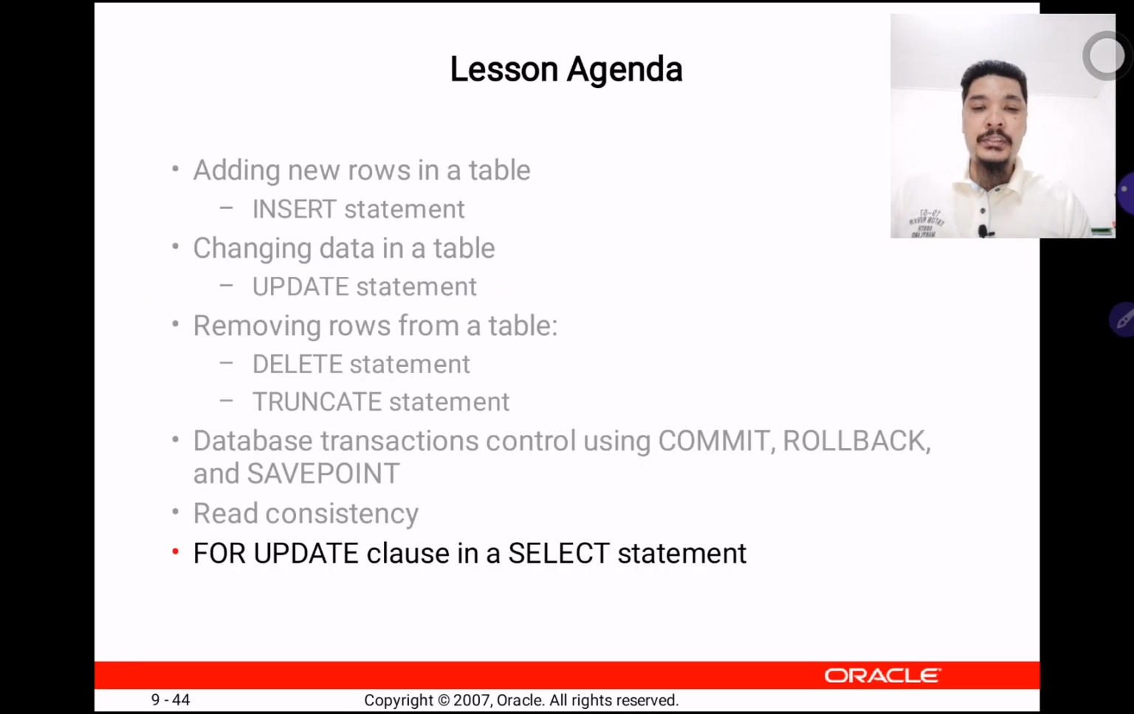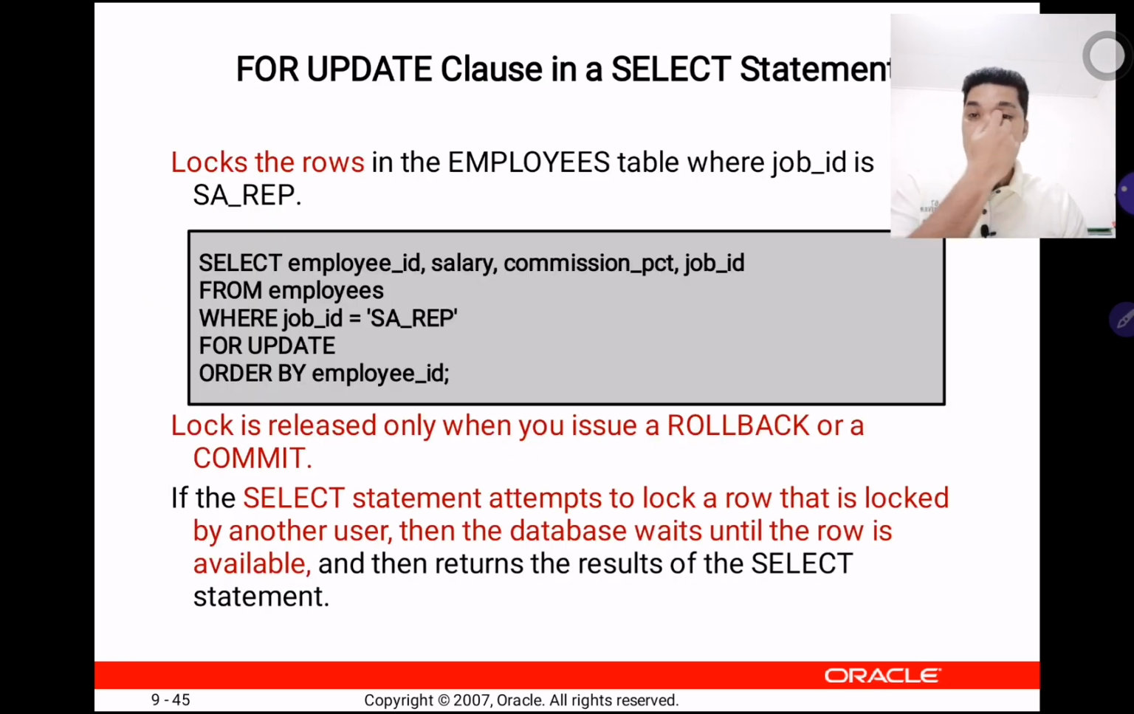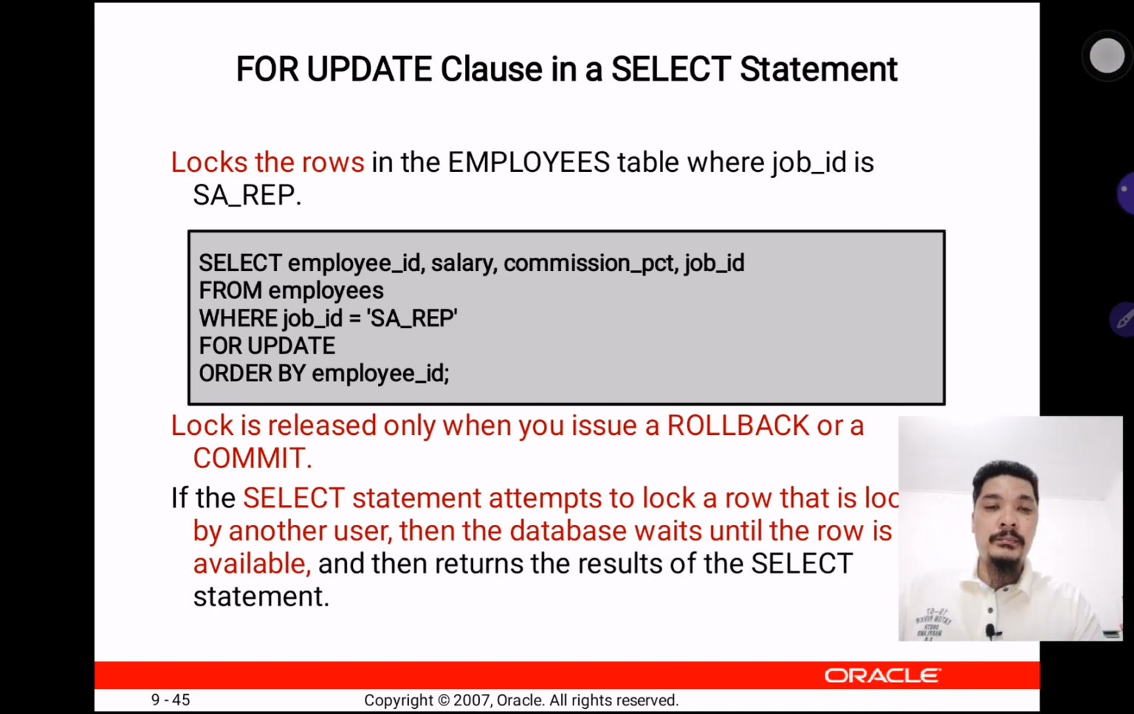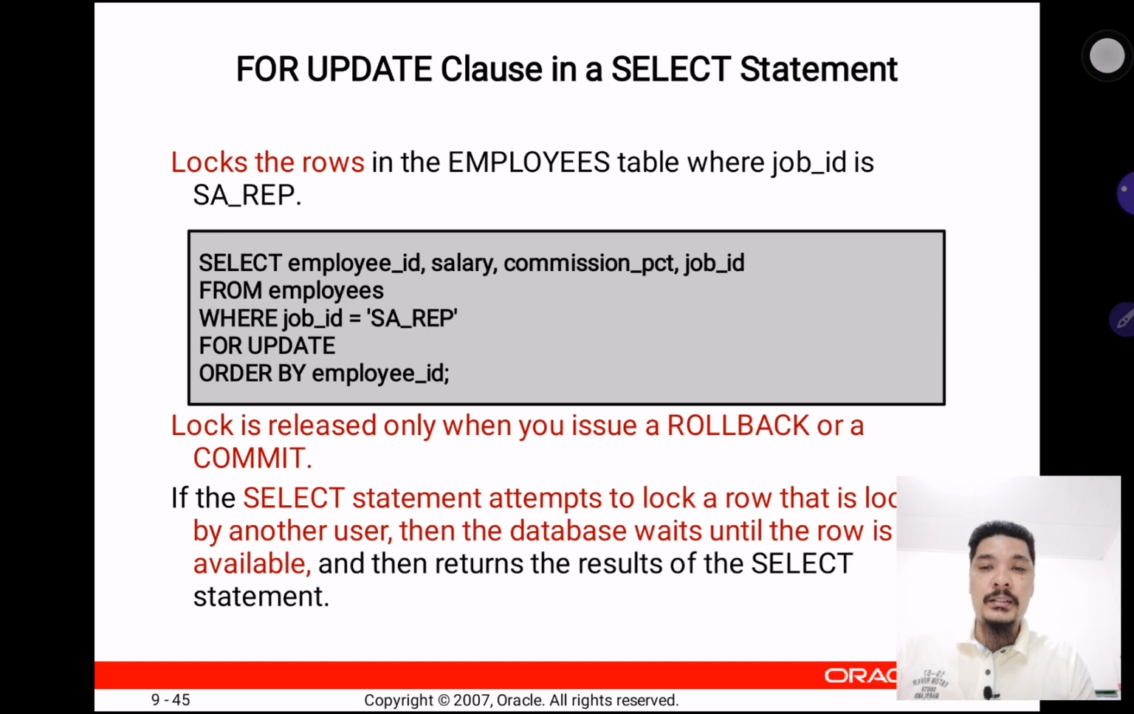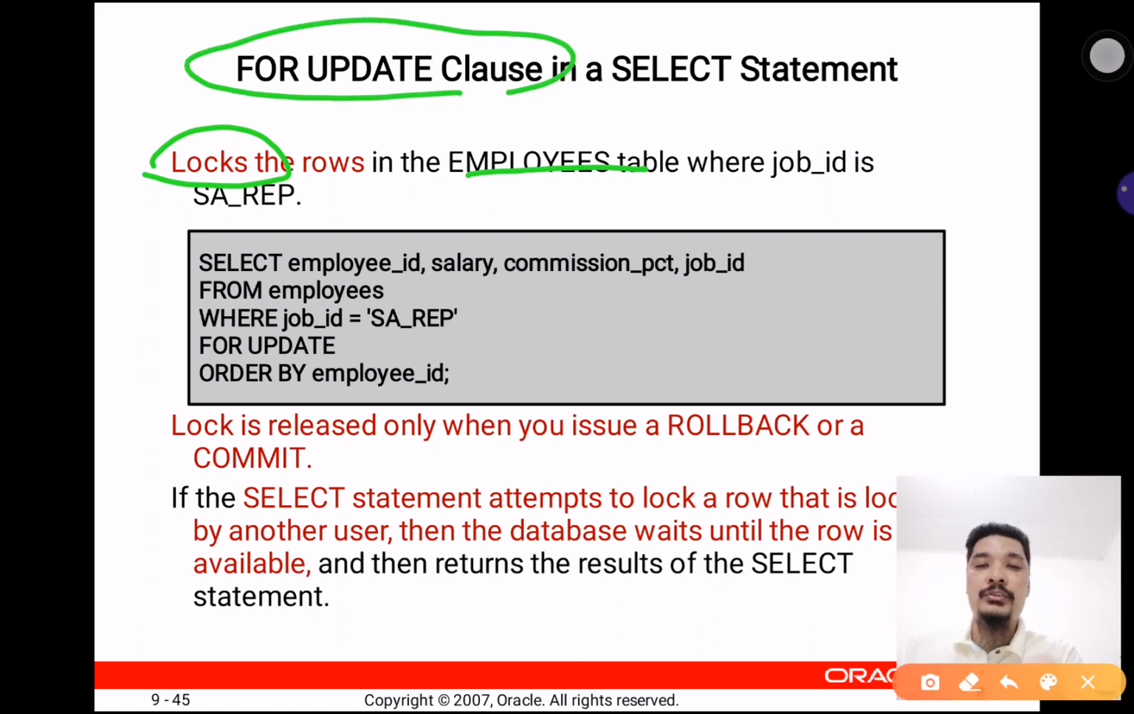The FOR UPDATE clause in the select statement locks the rows in the employees table where job ID is SA_REP. So we can lock the rows in the employees table using the FOR UPDATE clause.